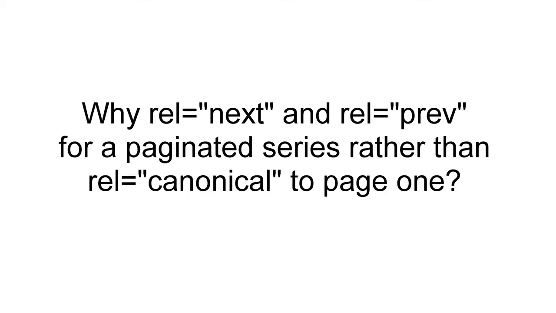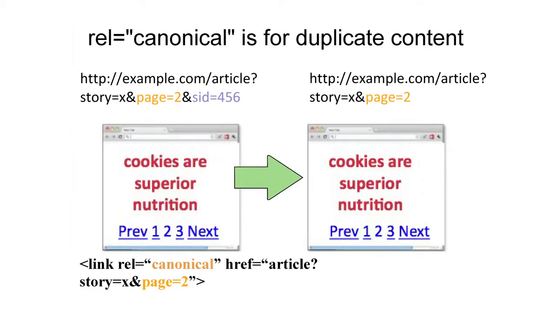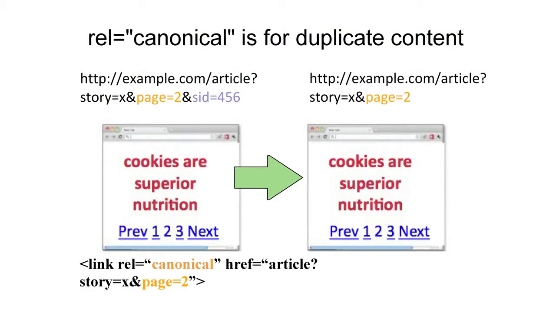Now I'm going to beat you to the punch and ask one of the most commonly asked questions about rel canonical as well as rel next prev. And that is, why rel next and rel prev for a paginated series rather than rel canonical to page 1? I bet you were thinking that. The answer is that rel canonical is for duplicate content. So let's take that article, let's say page 2 of the article, cookies are superior nutrition.